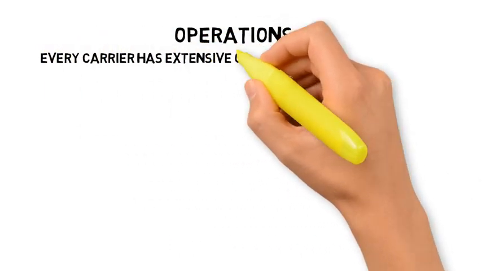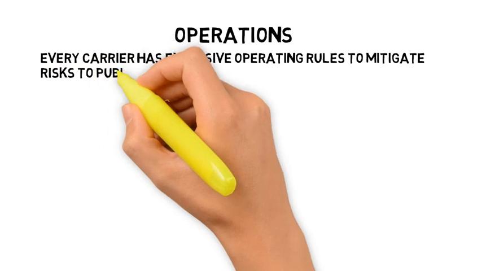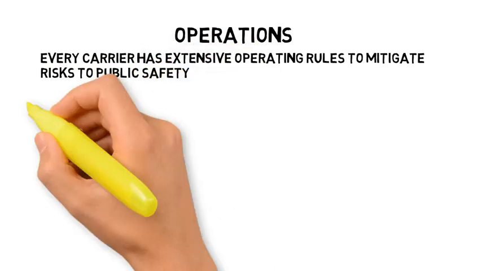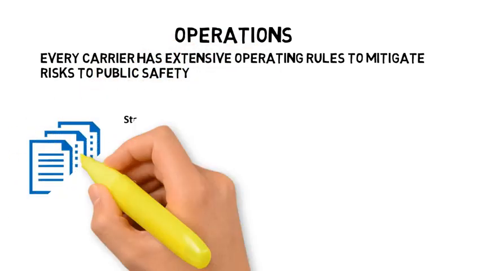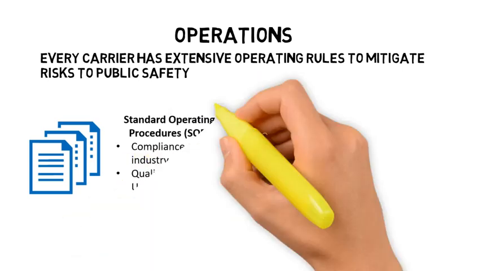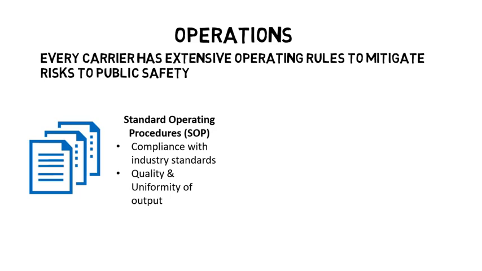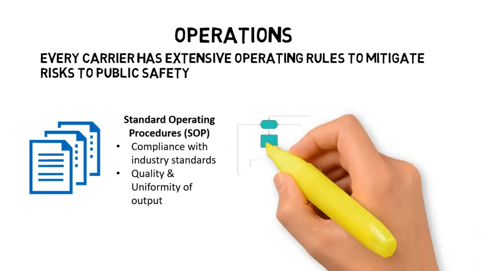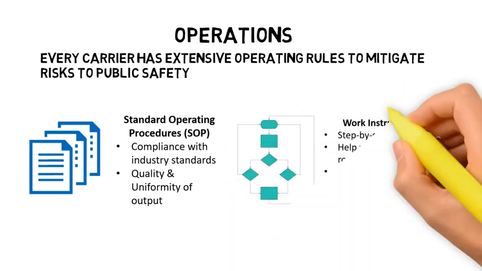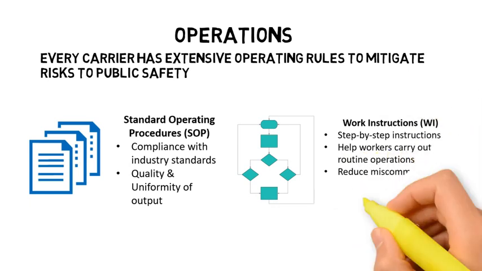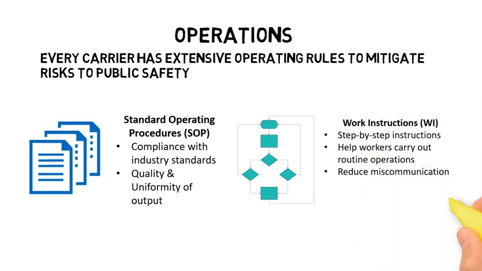As safety is obviously a critical factor in transport, it is important for every carrier to have extensive operating rules to mitigate the risk to public safety. This can come in the form of standard operating procedures, or SOPs, which spell out how staff should comply with industry standards and produce uniform high-quality output. Furthermore, work instructions or step-by-step instructions also help workers to carry out their routine duties and reduce miscommunications.